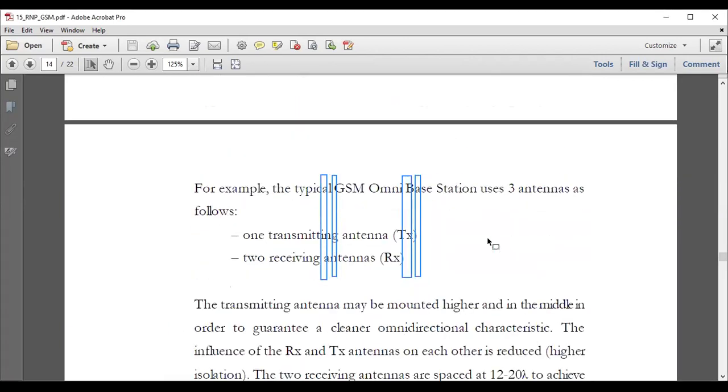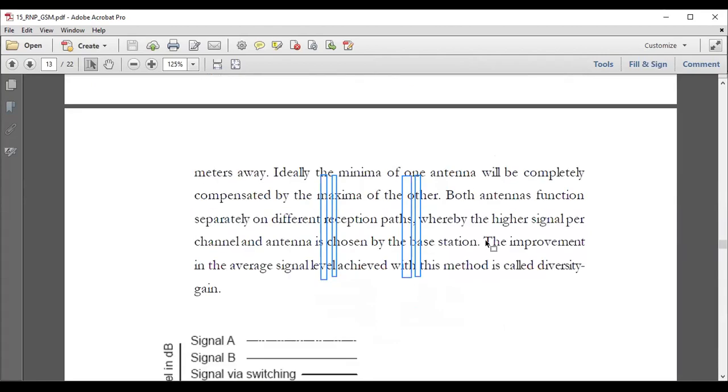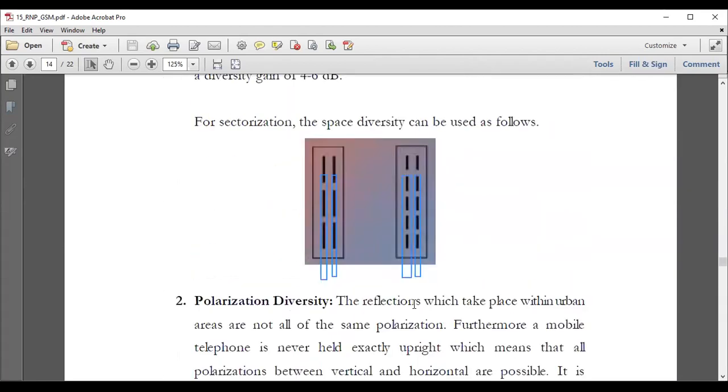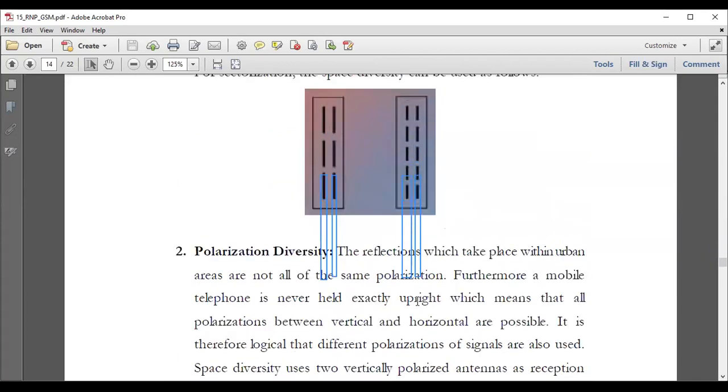space diversity. So this part is space diversity. However, more commonly people use what is called polarization diversity. Let me delete these things.